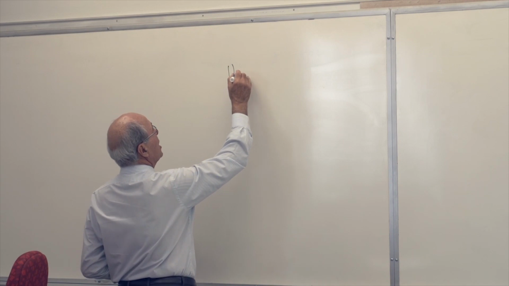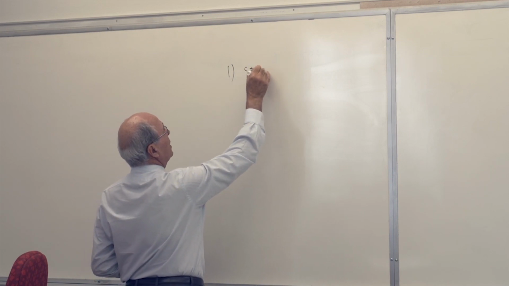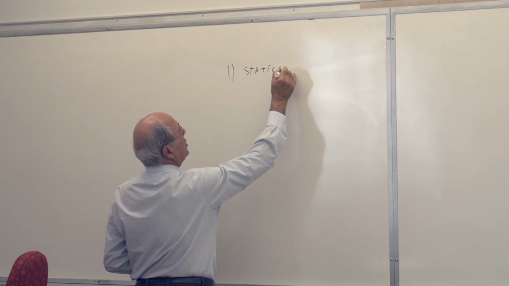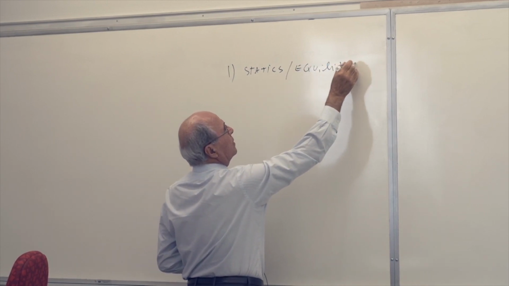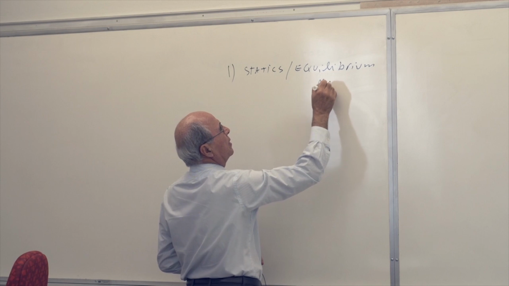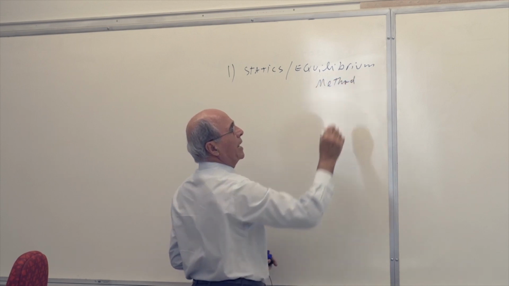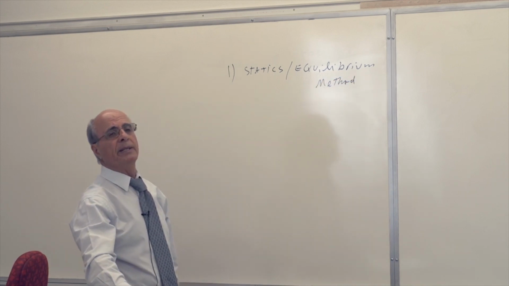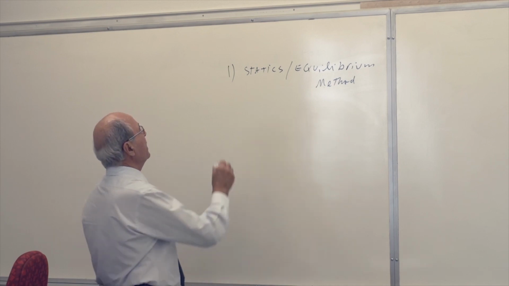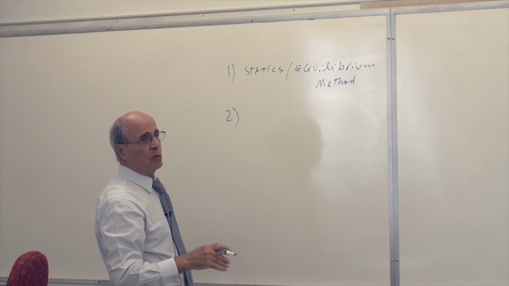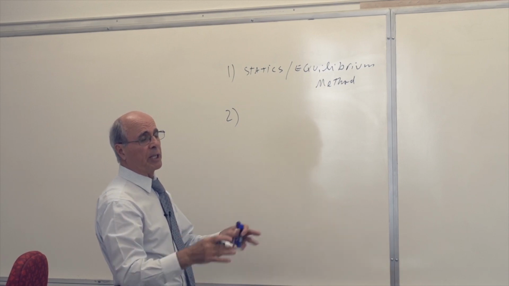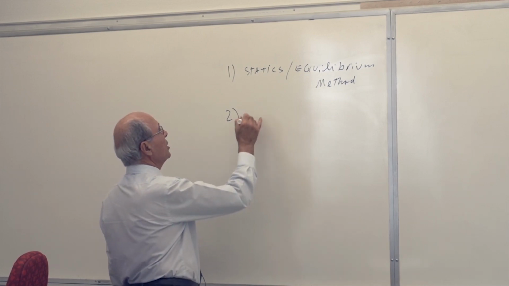Now here is what I call the static or equilibrium method, which basically I used last time to draw my shear and moment diagram. Then there is another method which I'm going to do today. As you will see, it is very easy. We can quickly establish that one, which we call the area method.